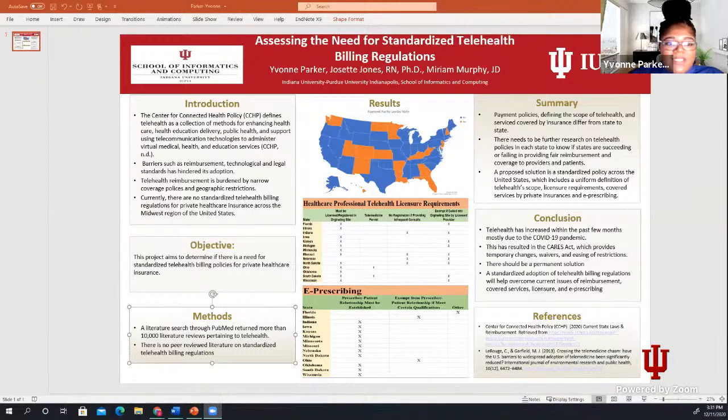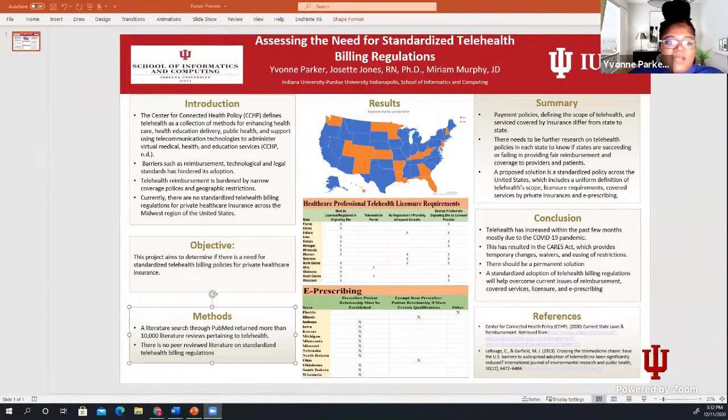The states' licensure laws were pretty much all in agreement that the provider must be licensed in the originating site, which is where the patient is located. Some states gave an exemption if the provider was called in under the license of a professional who's in that state already for a consult.